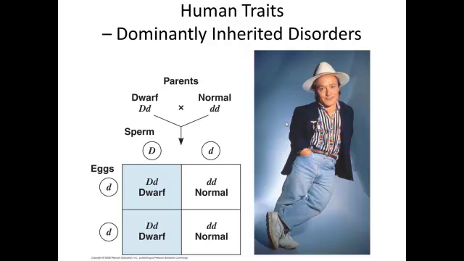If you've watched the TV show Little People, Big World, you know that two little people can have children with normal height. This would be a situation in which a little person married somebody who did not have achondroplasia, and half of their children would not have the condition and half would.